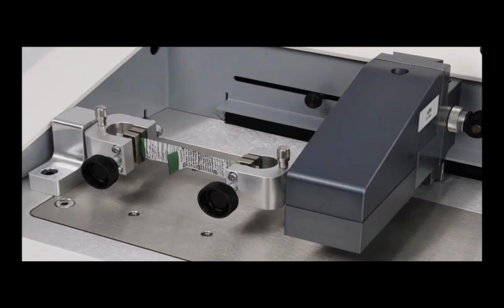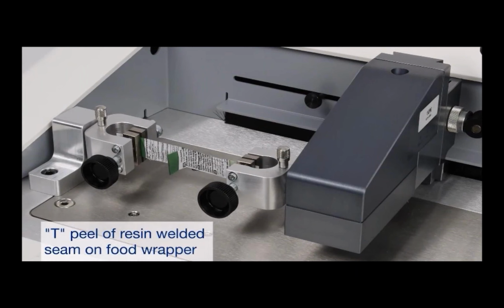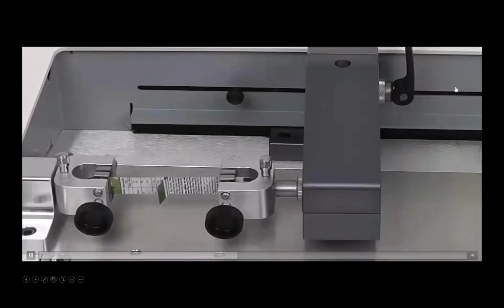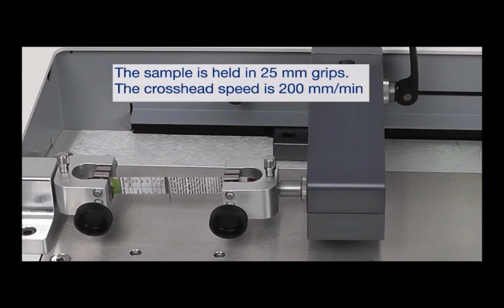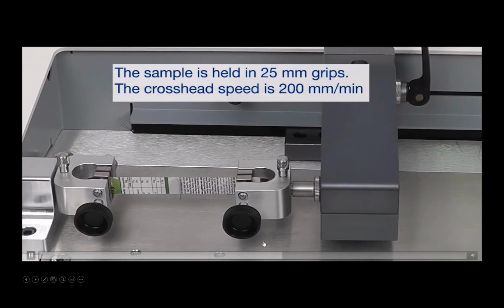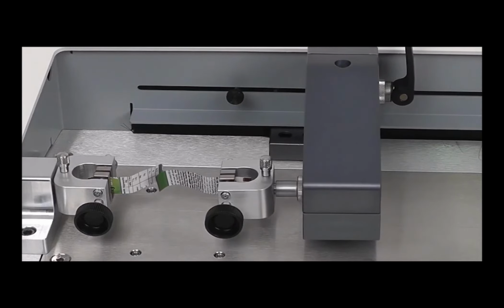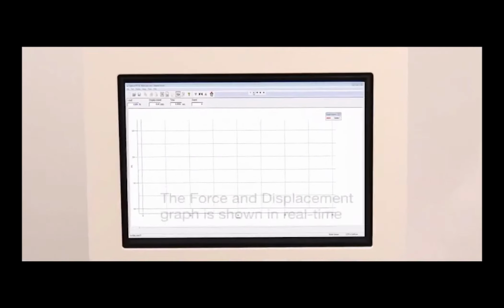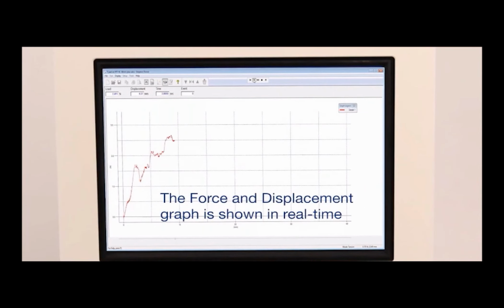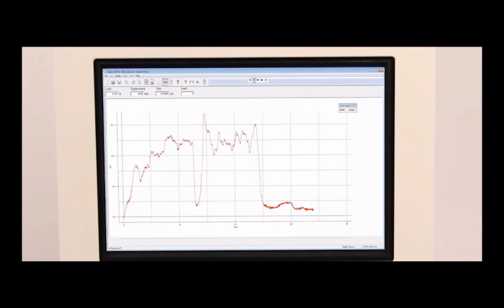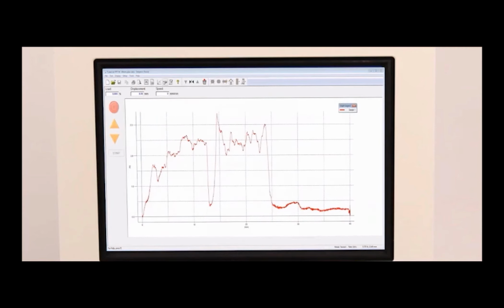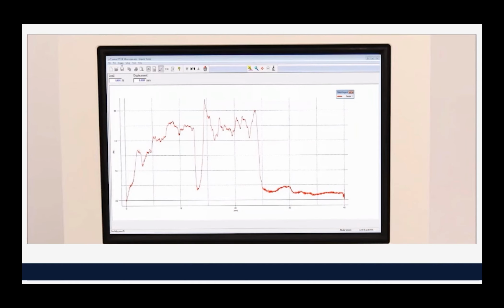Okay, in this test, the tails or the peel arms are unsupported. So the entire load is applied and transmitted to the bond area. So this is an example of a food wrapper, and the welded seam was being T-peel tested in a horizontal tester. And the crosshead was programmed at 200 millimeters per minute, and the specimen was held in 25 millimeter grips.